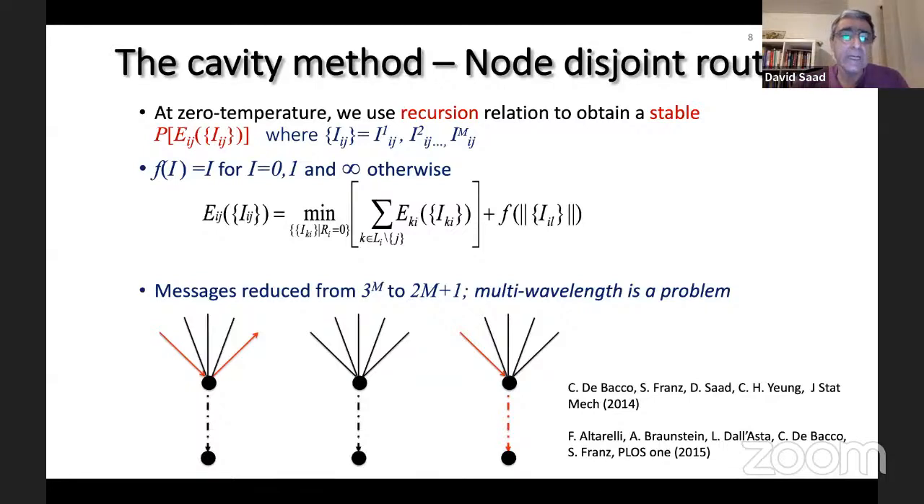In principle, each one of the messages given a node j can either come into it, leave it, or not pass through it at all. These are the three conditions, the three cases that are described here.